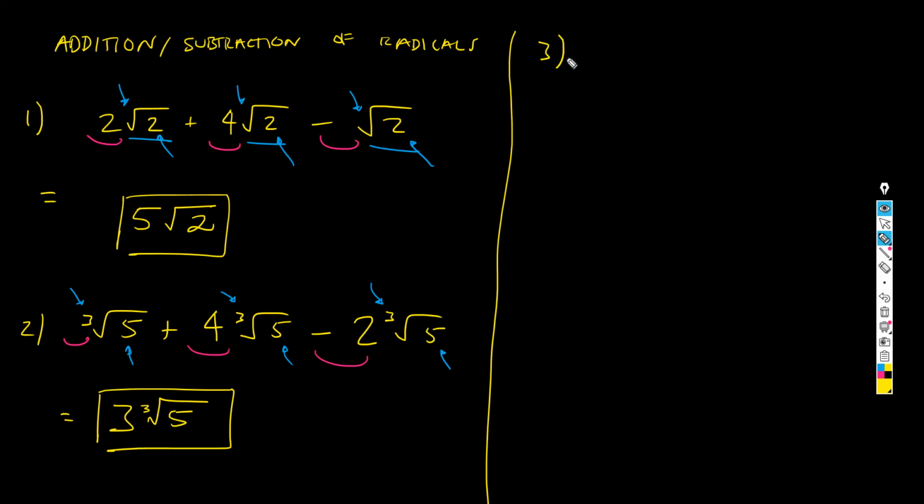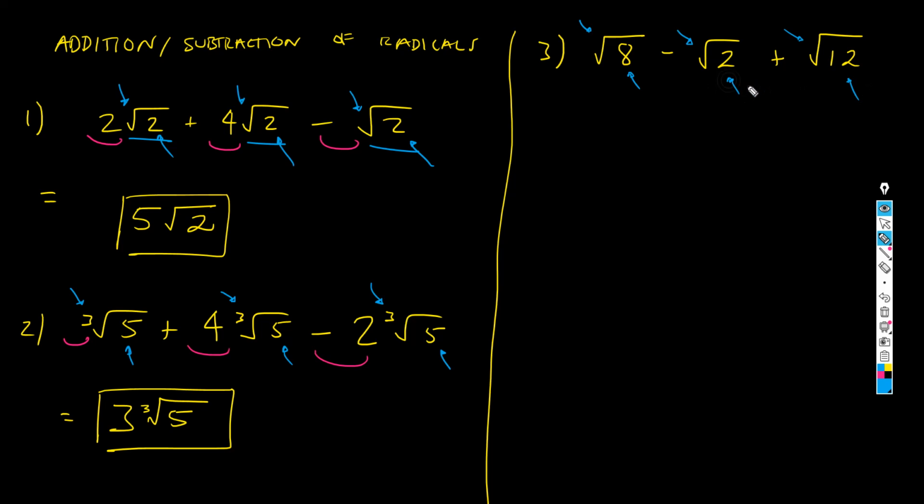Number 3, let's consider the square root of 8 minus the square root of 2 plus the square root of 12. Okay, same question. Are the indexes and the radicands the same? All the indexes are the same. They are 2, right? But the radicands don't seem to be the same. I mean, they are not the same.